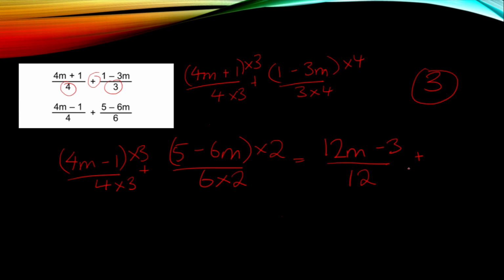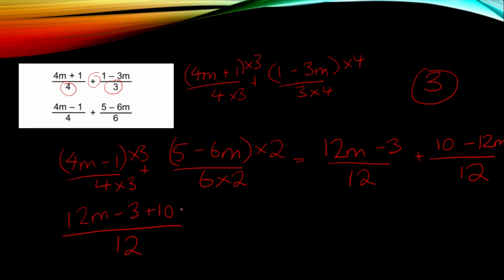What's 2 times 5? Well, we know that's 10. And what's 2 times minus 6m? It's minus 12m. Make sure you don't get confused with that. 6 times 2 is 12. Now that we have the lowest common multiple, we can just stick that all under one line. So we've got 12m minus 3 plus 10 minus 12m.